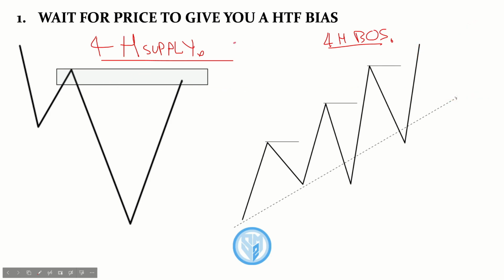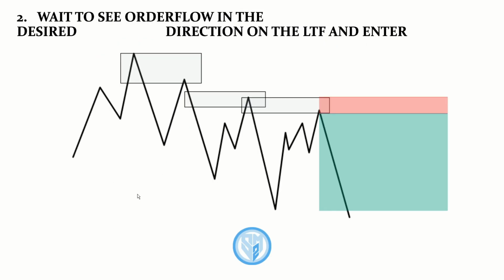So these are the 2 things that I usually look for to give me my higher time frame biases. Now we can move on to step 2, and I will quickly switch to this. Step 2 is to wait to see order flow in the direction, on the lower time frame, and then you enter.